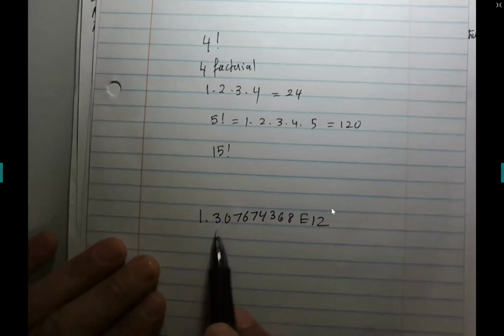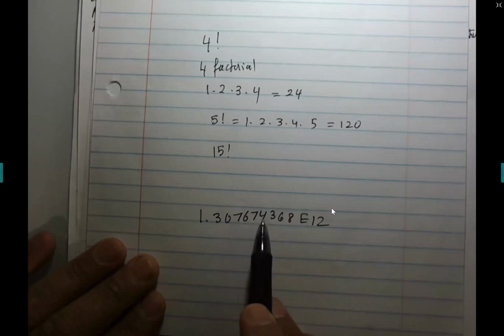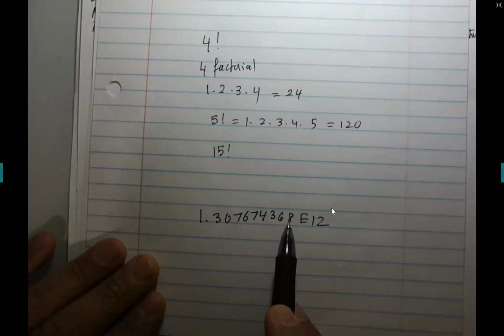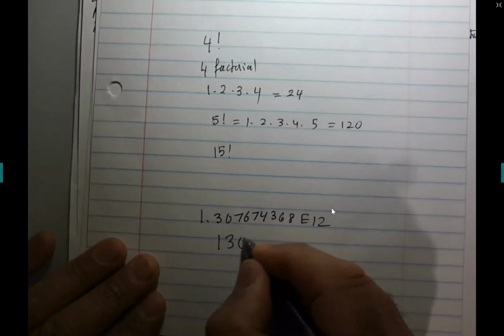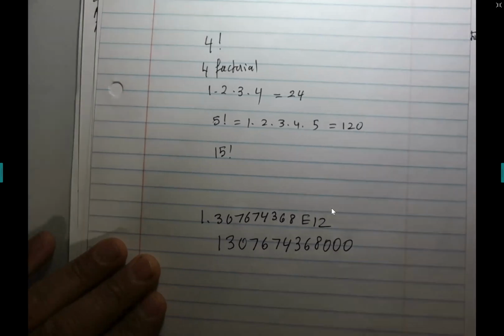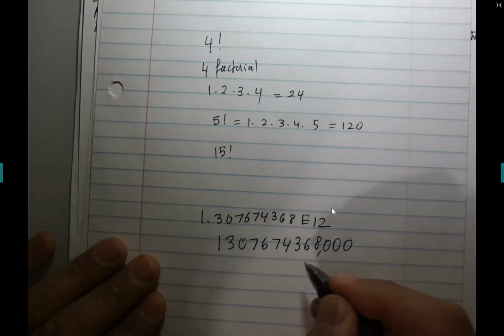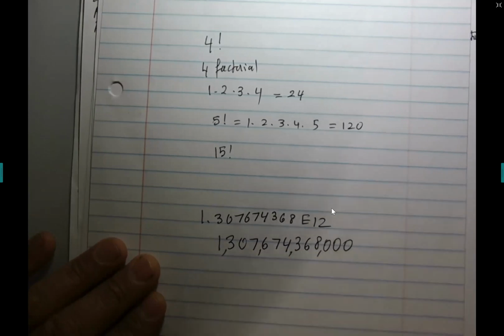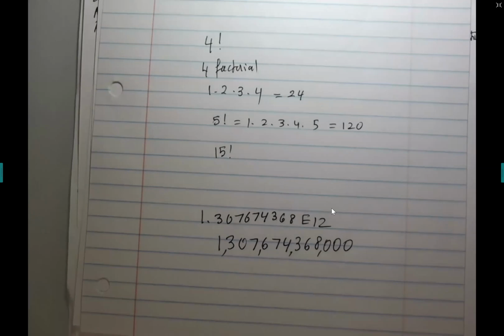Let's move it. I have 1, 2, 3, 4, 5, 6, 7, 8, 9. I don't have enough. So what do I add, guys? How many zeros? I have 9 places. So I need to add 3 more zeros. So look, the number is... It's going to shock you guys how big this number is. That's the number. Let me see if I can read it, guys. Okay. I think it's 1,307,674,368,000. See how huge this number is?